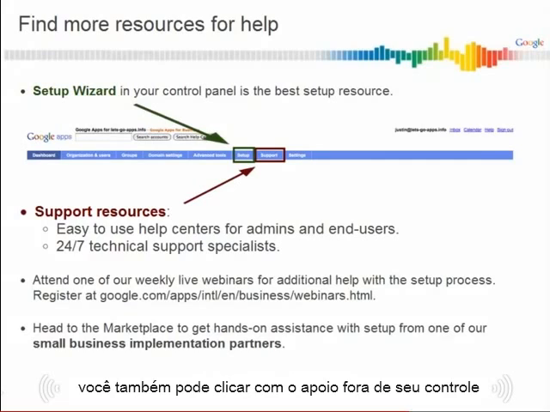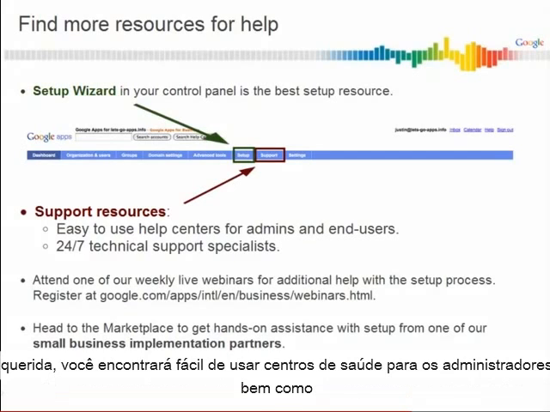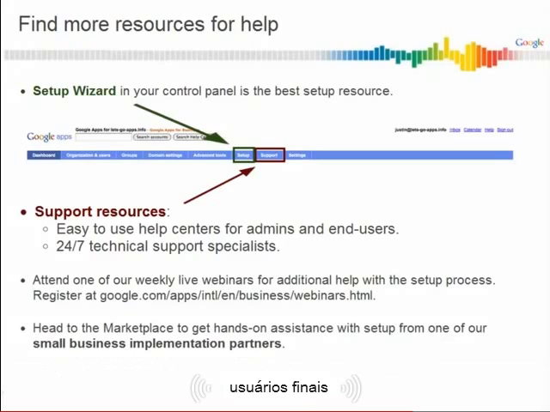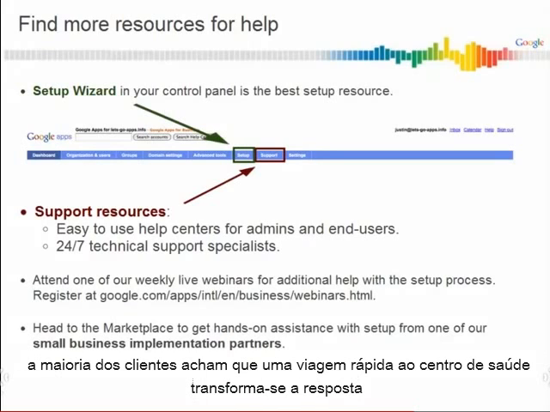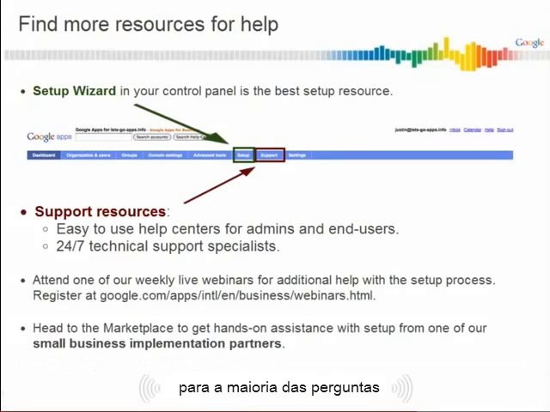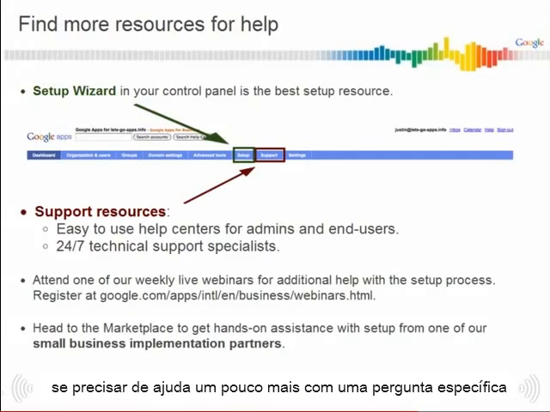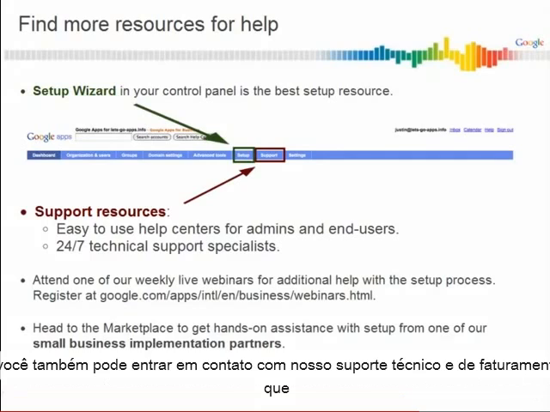You can also click on the Support tab in your control panel. Here, you'll find easy-to-use help centers for administrators as well as end users. Most customers find that a quick trip to the help center turns up the answer to most questions. If you need a little bit more help with a specific question, you can also get in touch with our technical and billing support team.